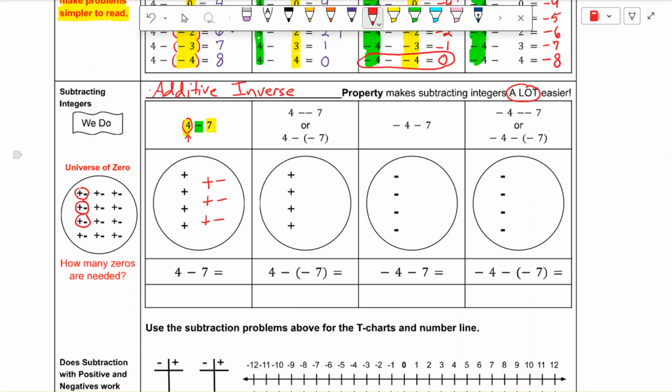Okay, so now my 3 zeros are there, and now I can see that there are 7 positive signs. I'm going to take 7 positive signs away. So I can take this one away, scratch them out. 2, 3, 4, 5, 6, 7. What is left over inside the circle? There are 3 negatives. So up here we write equals -3. So 4 take away 7 positives leaves you with 3 negatives.